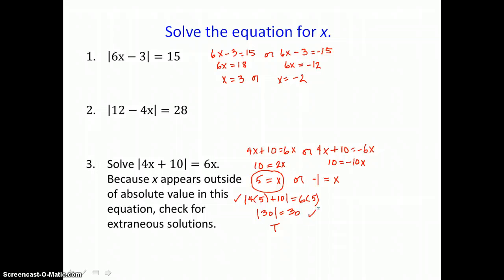But now we also have to check negative 1. So we'll substitute negative 1 into our equation for x. And simplify. 4 times negative 1 is negative 4, and negative 4 plus 10 is 6. We have the absolute value of 6 on the left. On the right, we have 6 times negative 1, which is negative 6. Now, absolute value is always positive, so this is a false statement. The absolute value of positive 6 should be positive 6. So since this is false, negative 1 is a false solution, an extraneous solution, and we only have one solution to this absolute value equation.